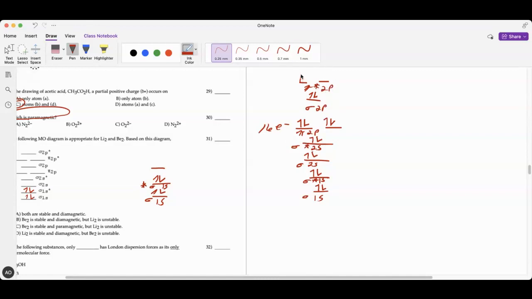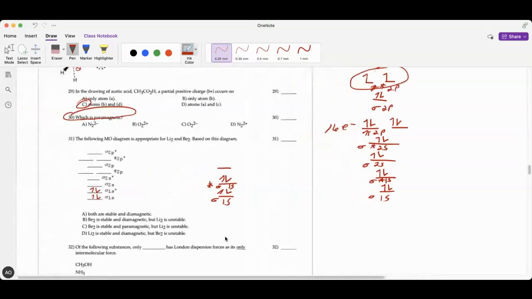We have 2 electrons left. Remember, we cannot fill the orbitals until both of these are half filled. So we have 2, 4, 6, 8, 10, 12, 14, 16 electrons. So yes, this would be paramagnetic because we have the 2 unpaired electrons. So the answer, you're correct, the answer is A.